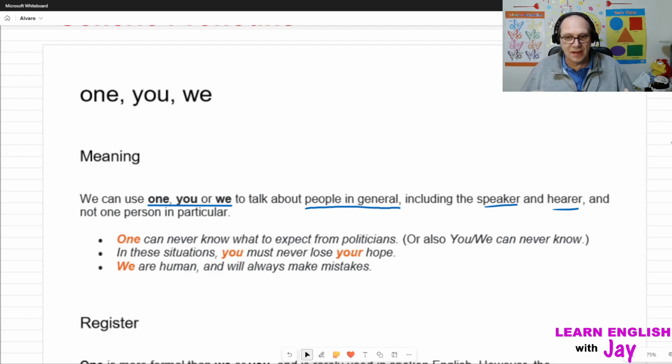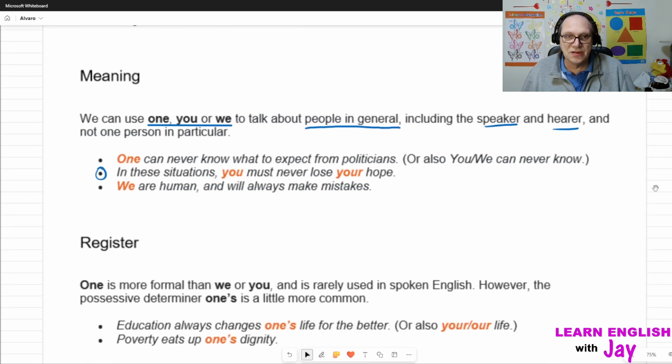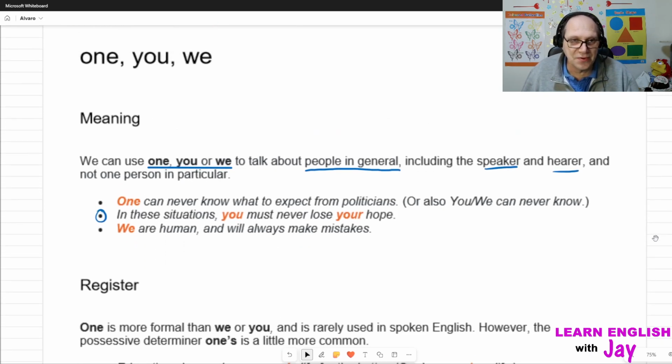So, for example, one can never know what to expect from politicians. Okay, that's a bad example. Let's rather do number two. In these situations, you must never lose your hope. So it's general. It can be anybody. You could be talking about yourself, you could be talking about your friends, you could be talking about people in general. That is why they are called generic pronouns, which is one, you, and we.